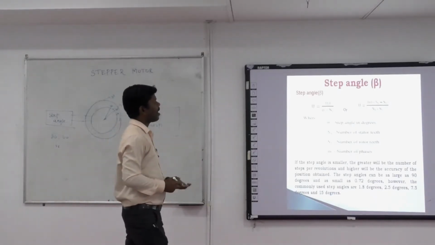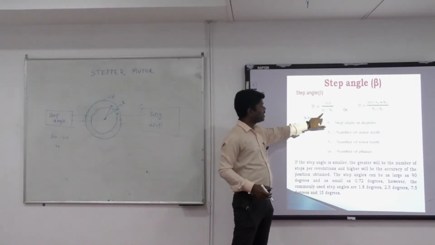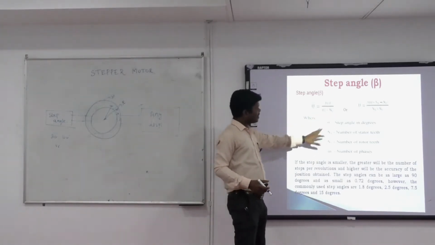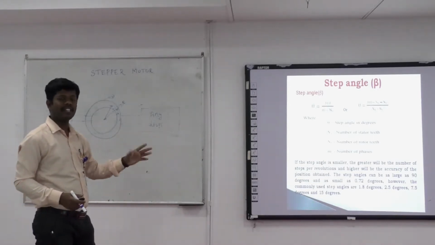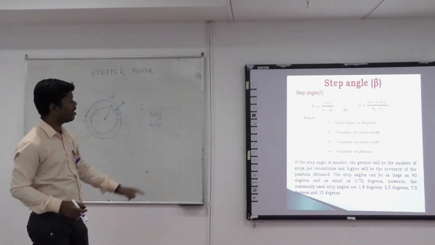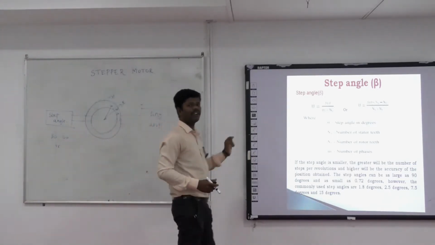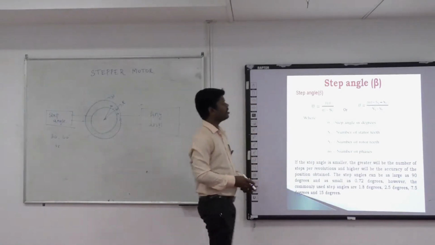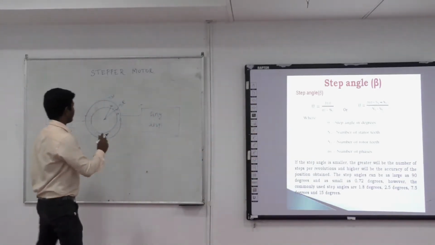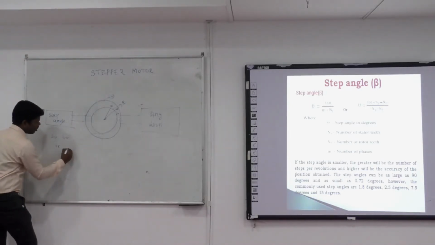And then the step angle. The step angle theta equals 360 degrees divided by m times Nr. Here m is the number of phases, whether three phase or single phase, which decides our step angle. Nr is the number of rotor teeth available in the stepper motor, Ns is the number of stator teeth, and theta is the step angle in degrees. For example, this is a stepper motor, and the angle we apply is called theta.